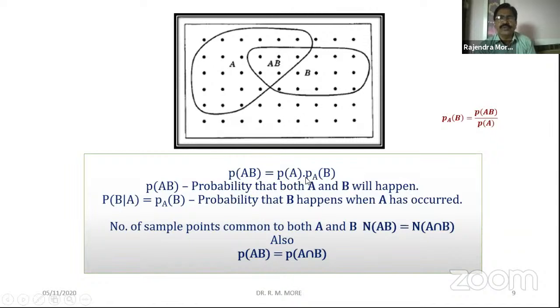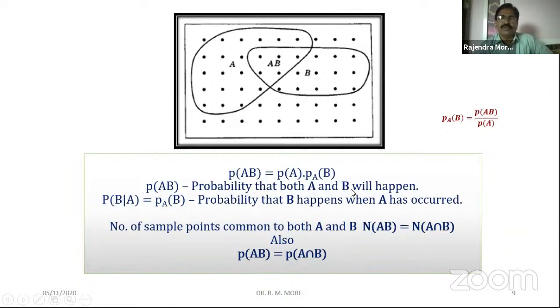P(A∩B) is equal to P(A) multiplied by P(B|A). I would like to request all the participants that this formula you should remember, because we will use this formula in solving the examples further. Maybe the notations will be different instead of A and B, but this formula will be required when we solve the examples. So the same notations are there.